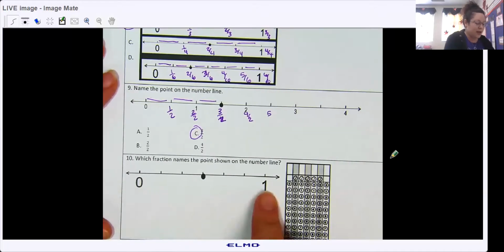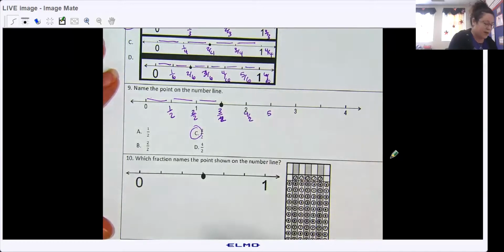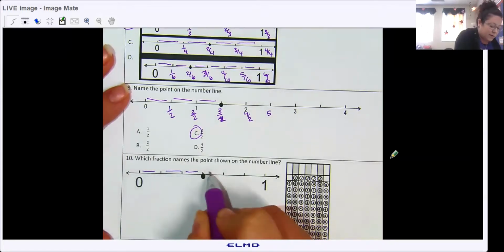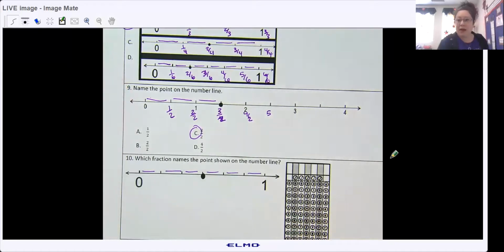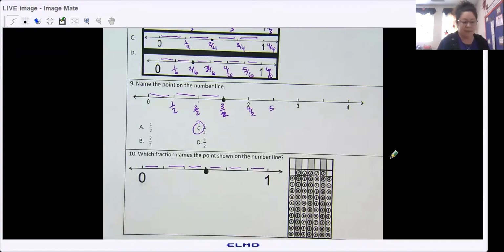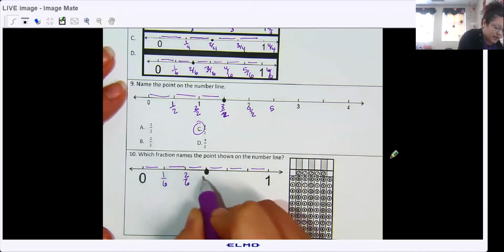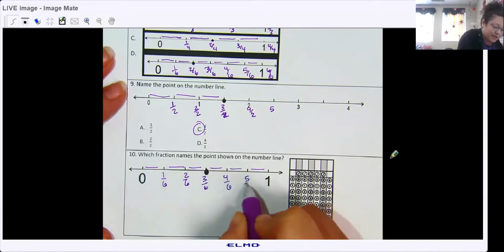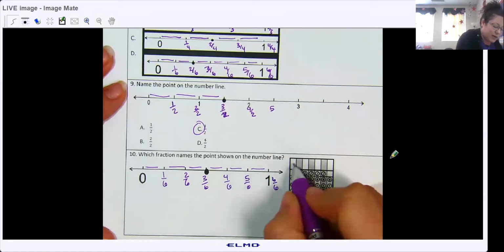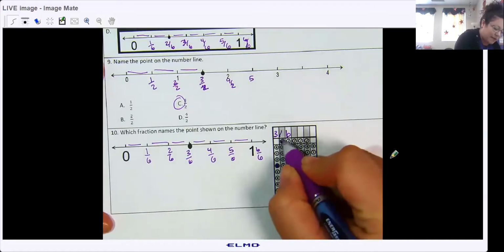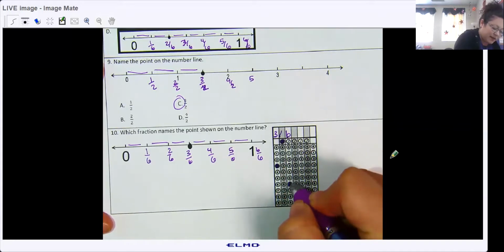This number line goes from 0 to 1, so we don't have to cover anything up. So let's just draw our dashes to figure out how many pieces we're broken into. 2, 3, 4, 5, 6. So we know our denominator is 6. So what is this fraction here? Go ahead and label it. Yep. 1/6, 2/6, 3/6, 4/6, 5/6, 6/6. So 3/6. I bubble in the 3, I bubble in my fraction symbol, and I bubble in the 6.